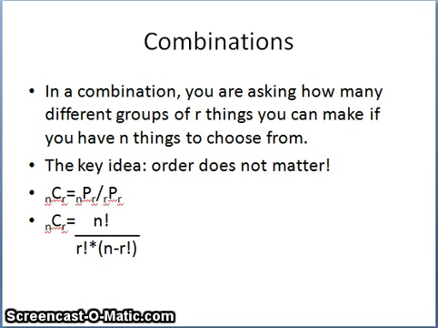Combinations are similar to permutations in the sense that they ask how many different ways can I do this. But the key difference is that in combinations, order does not matter. We're grabbing a group of things, but we don't care what order they're in, so we're not putting them in order. The formulas are here. n choose r, or n combination r, is the same thing as the permutation divided by the number of ways to put those things in order. Basically, I want to grab this many things, but I don't want to count the order.